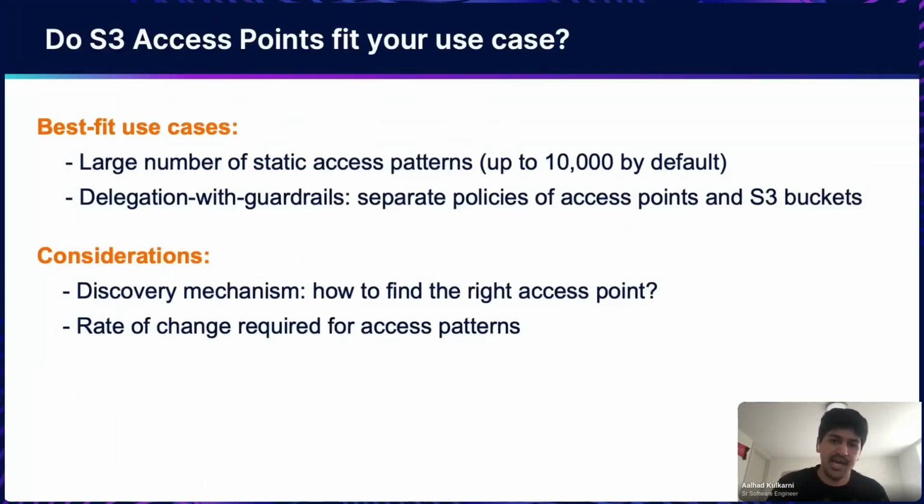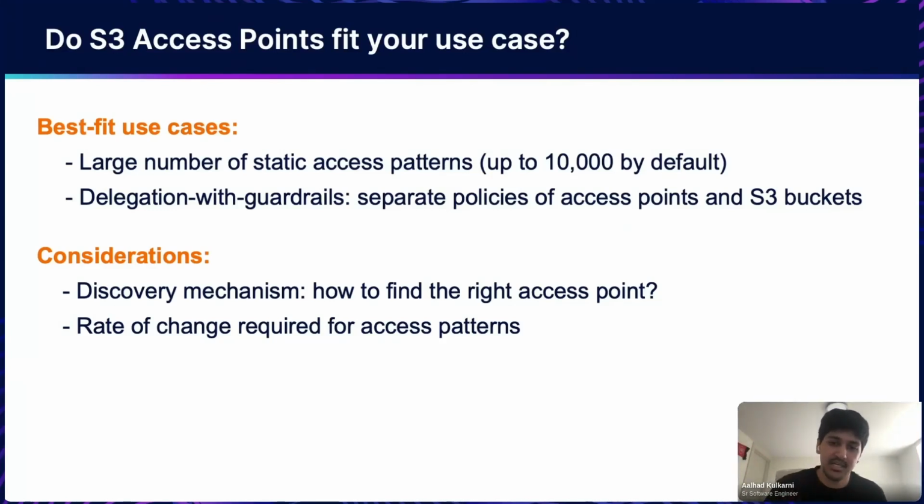So how do you know if access points fit your use case? This is a pattern that we've seen customers use. Most of the time, it's when your patterns are static. There are not a lot of permissions changing, and you have applications with pretty static permissions. So let's say you're a team and you're not adding too many members all the time, or removing too many members all the time. It works really well in these scenarios. Also, the delegation with guardrails that we talked about, fine-grained access policies with access points and coarse-grained on the bucket side, can help you scale out pretty well.